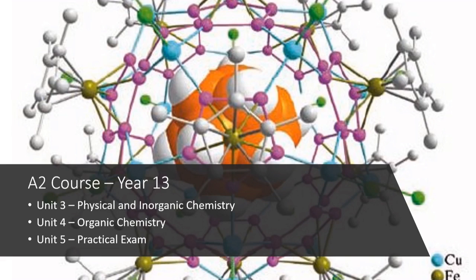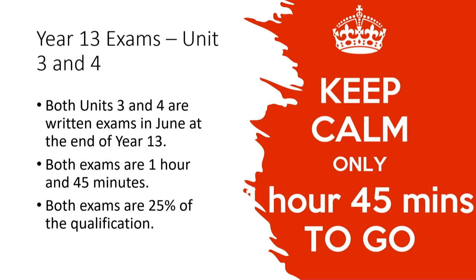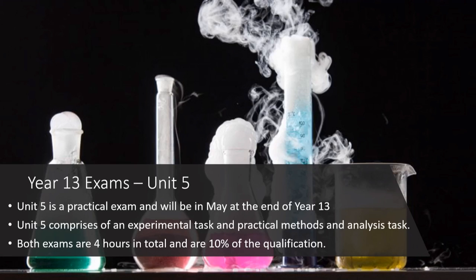The A2 course then in Year 13 has got 3 units, Units 3, 4 and 5. Units 3 and 4 are examined at the end of the year, 25% each, and it's an hour and 3/4. Unit 5 then is a practical exam, which is 10% of the marks, and it's a 4-hour exam.